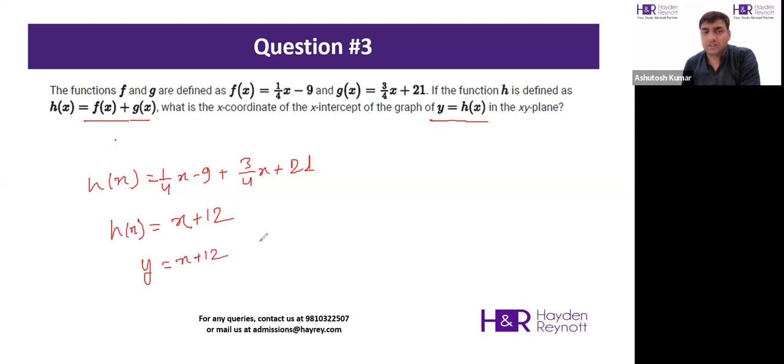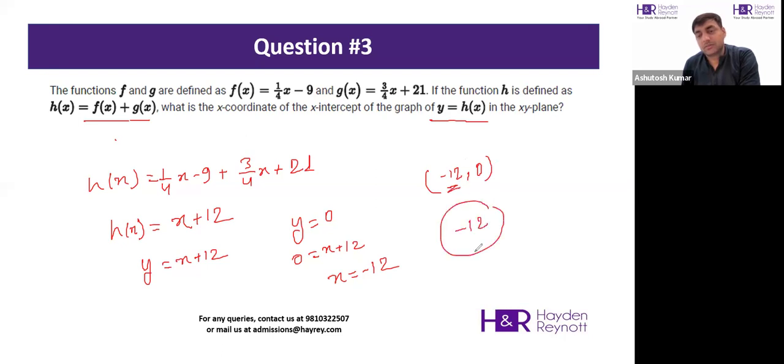To find out the value of x-intercept, we can simply plug in the value of y is equal to 0. So if you plug in y is equal to 0, you'll be getting 0 is equal to x plus 12, or x can be equal to minus 12. It means the coordinates are minus 12 comma 0, where the x coordinate is minus 12. So your answer is minus 12. I hope this is clear.